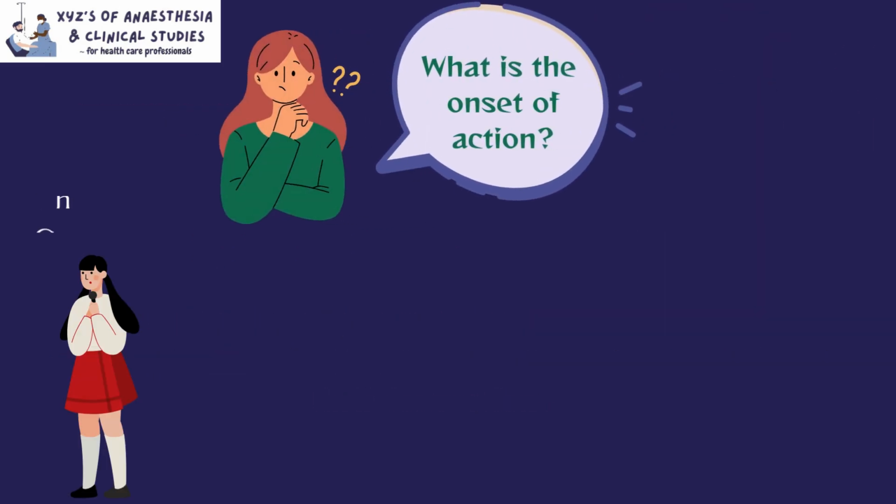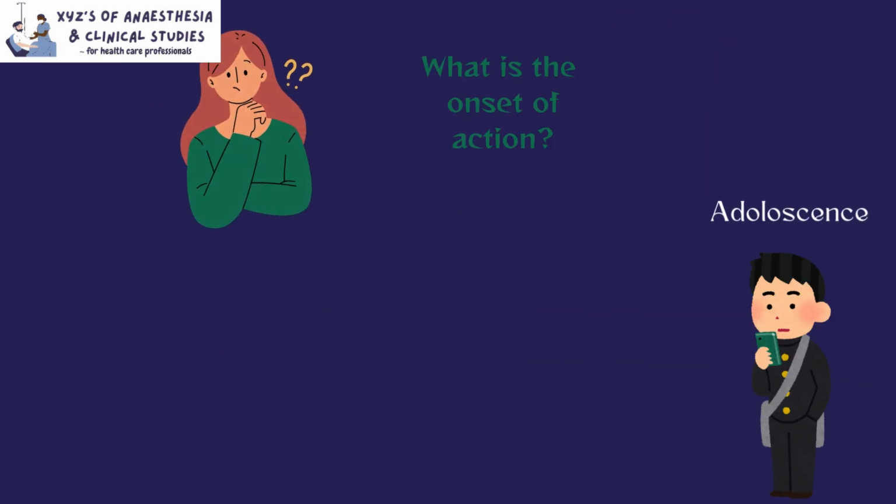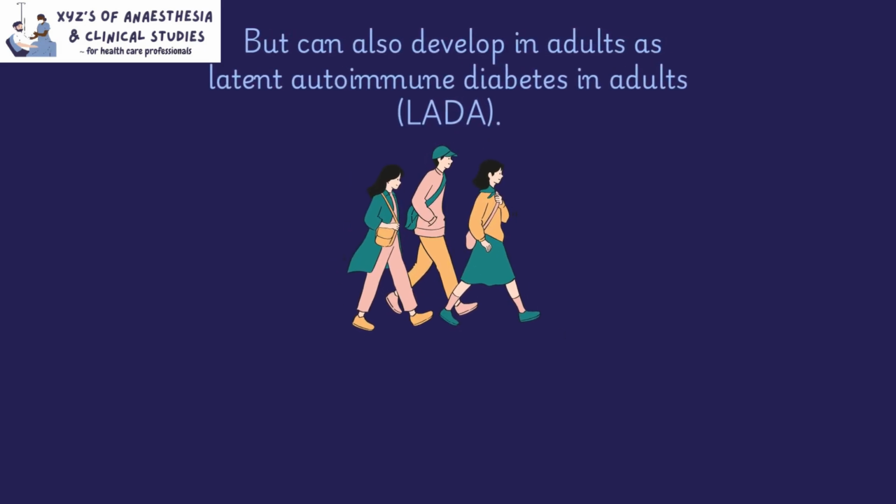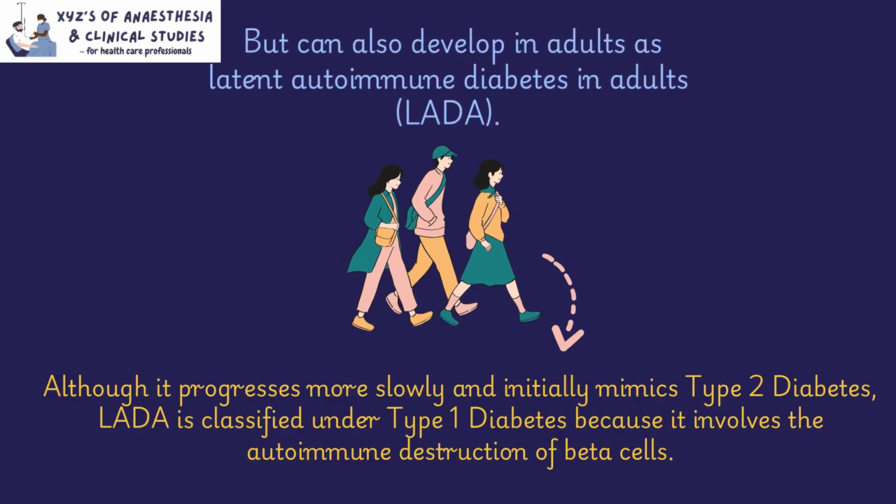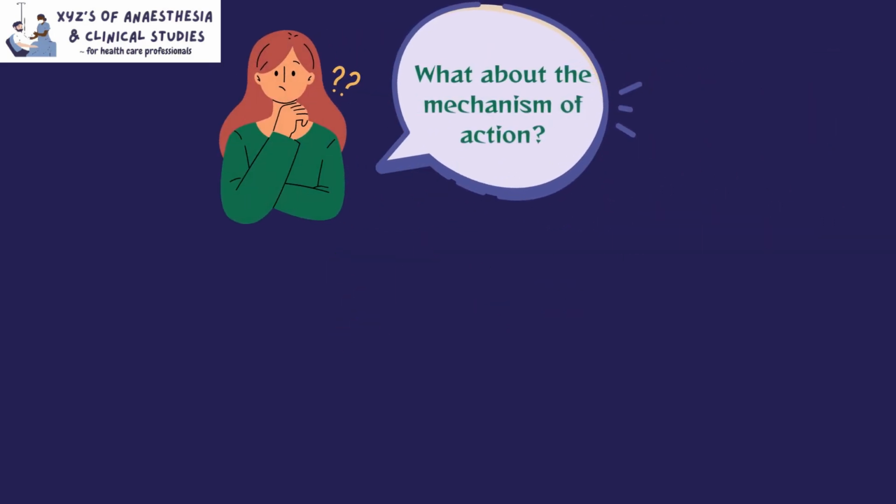Onset often starts in childhood or adolescence, but it can also develop in adults as latent autoimmune diabetes. It is classified under type 1 DM because it involves the autoimmune destruction of beta cells, but it progresses more slowly and initially mimics type 2 diabetes. What about the mechanism of action?